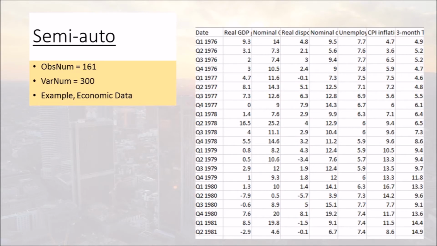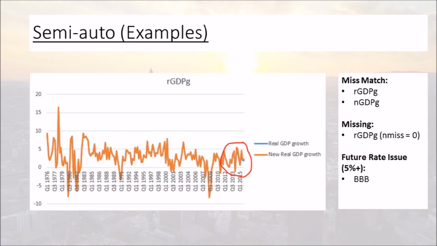In this example, there are 161 observations. It is time series data. There are 300 variables. And this example would be economic data, as I mentioned, in the actual program that I developed. Again, here's a good example of more or less a mistake or a little bit of a scaling change. And when you look at this plot on the left, you can see the historicals match up perfectly, so it would pass this part of the semi-auto data cleaning.